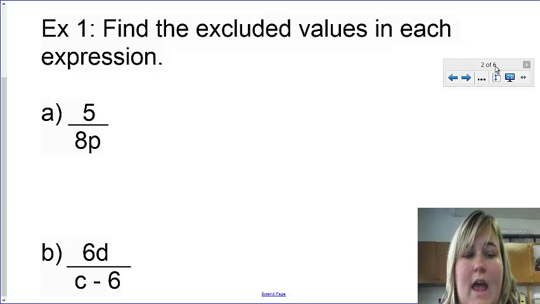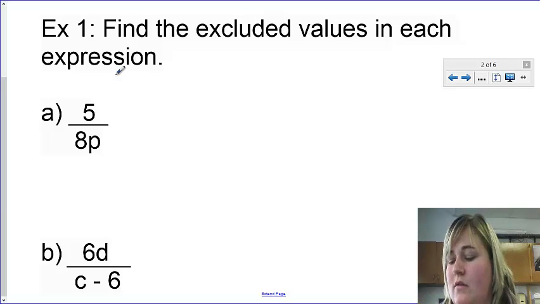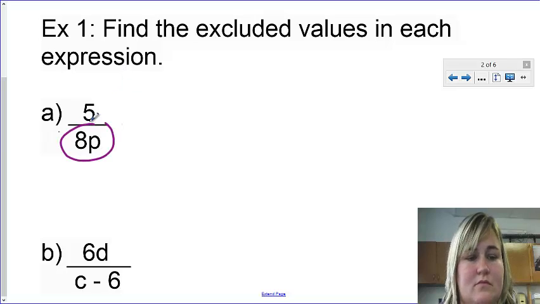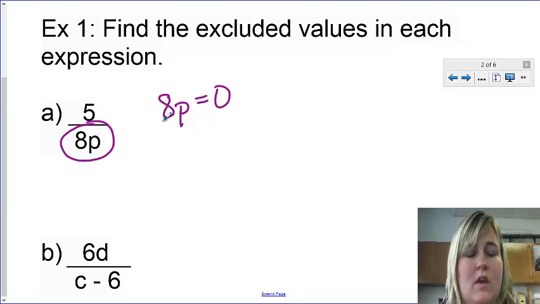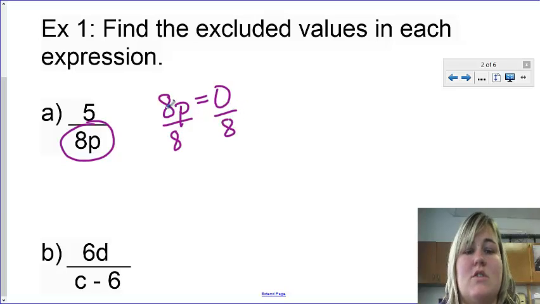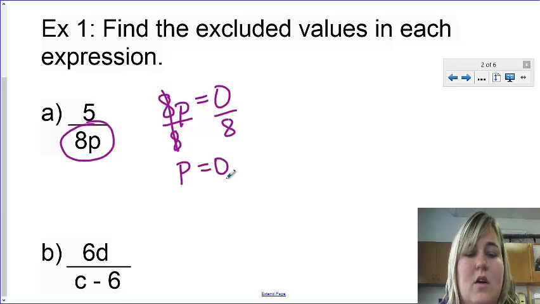So looking at A, my denominator there is this 8p. So what I'm going to do is set 8p equal to 0. To get p by itself, I see that 8 and p are being multiplied. The opposite is to divide. What I do to one side, I must always do to the other. So I'm left with p equals 0, which means my excluded value is 0.